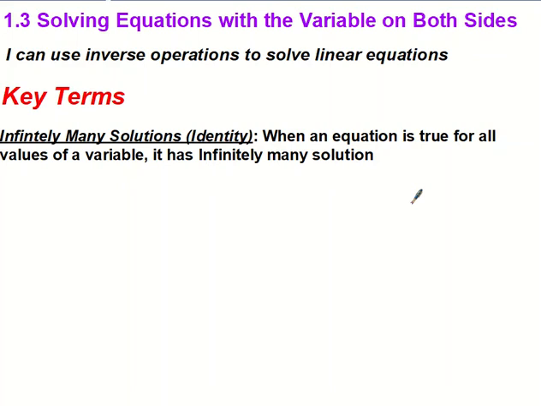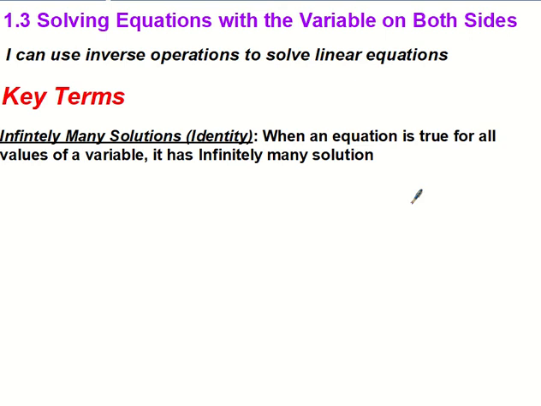We are still working on solving equations with variables on both sides. This is 1.3. So we're going to use inverse operations to solve linear equations, but the reason we're 1.3 is now introducing more than one solution. So all of our equations have had one solution, right? X equals 4, x equals 13 over 2, whatever it is. But now we have two other kinds of versions.